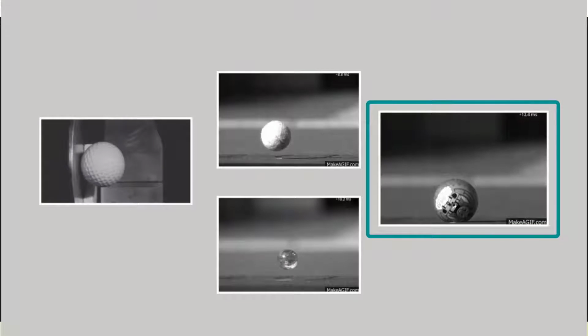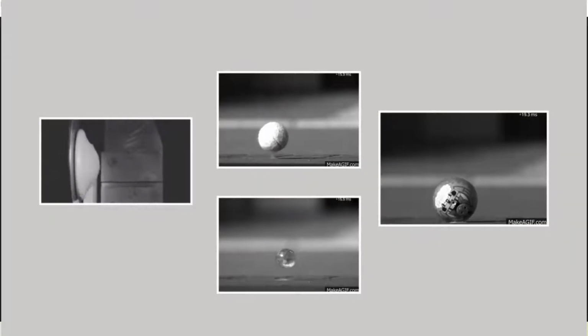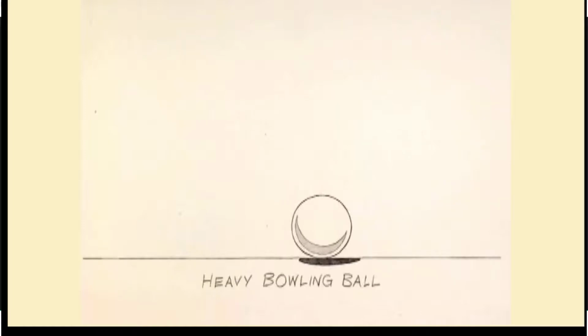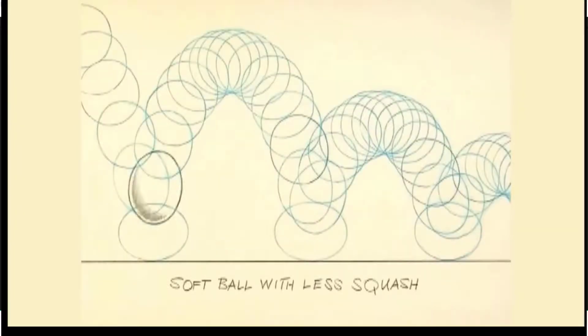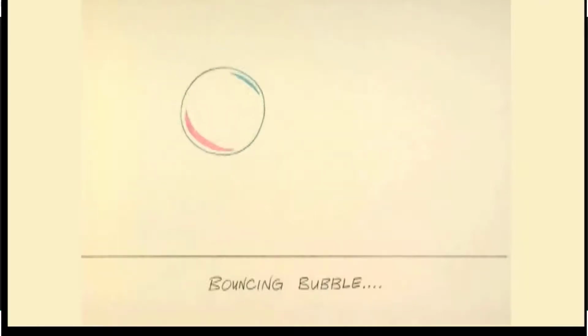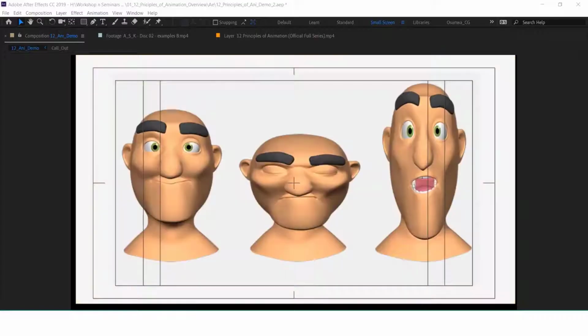Fundamentally, the heavier the object, the less the bounce and the less the squash, and the softer the object, the more the squash. You can see it being demonstrated here. This is a heavy bowling ball. You can see it has less bounce, as different from this soft ball that bounces more, as different from the ping pong ball, which also bounces more. Then you can see this bubble, how it's behaving, like being swept by air here and there until it bursts.